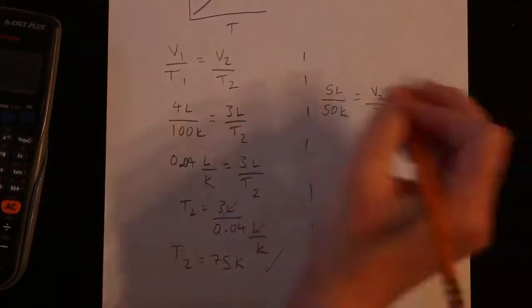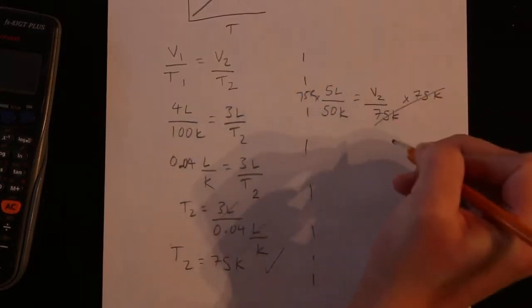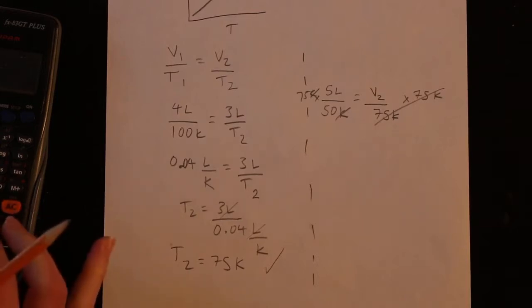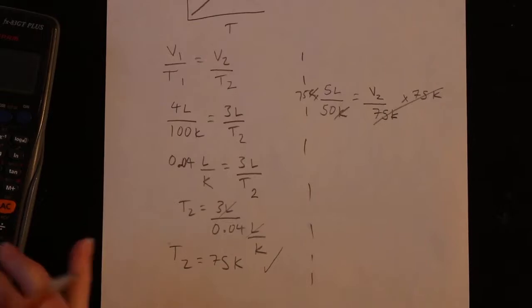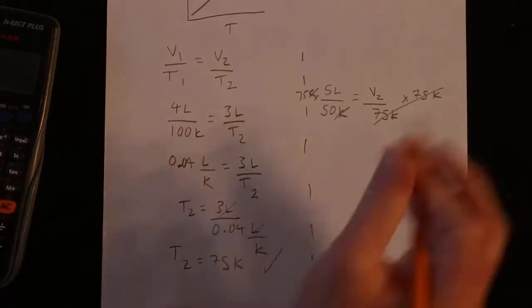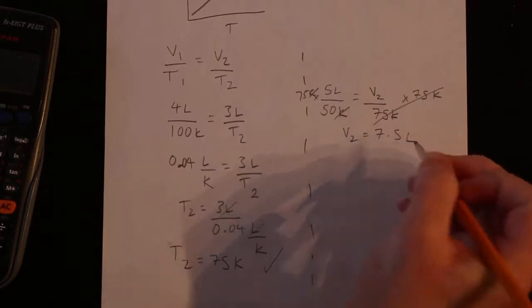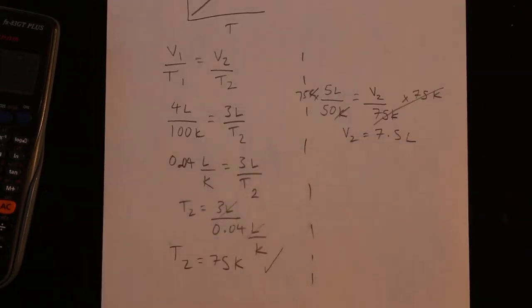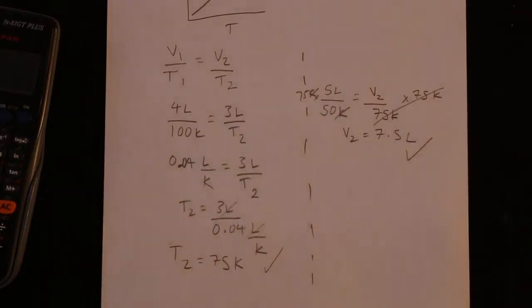by 75 K. Then those cancel, the Kelvin cancel, so it's just 75 times 5 divided by 50. So we get V2 equals 7.5 liters. So temperature increased, volume increased as well. It makes sense.